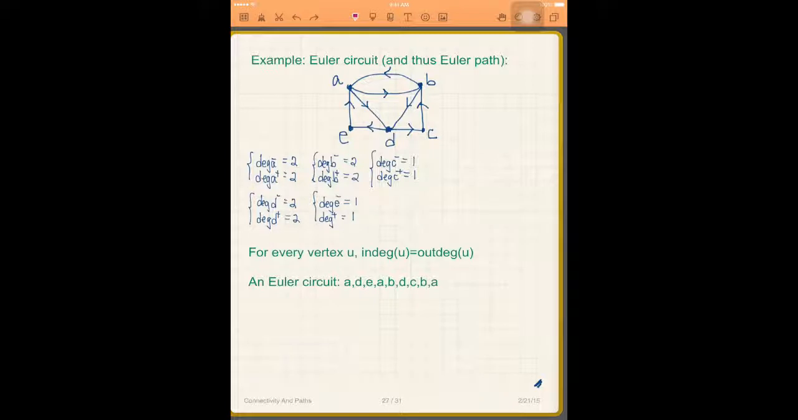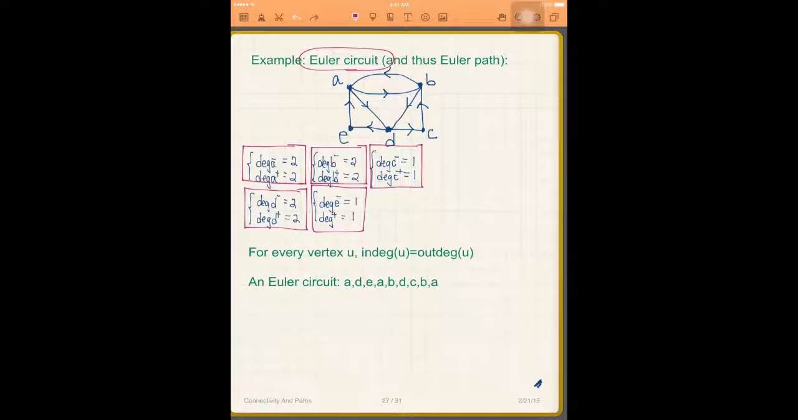So looking at these degrees, I have the same values for that degree. In and out are the same there. The in degree and the out degree are the same for C. D has the same for its in and out, and so does E. So every vertex, its in degree equals its out degree. So that is called an Euler circuit. I can find an Euler circuit. Okay, well, what is that?